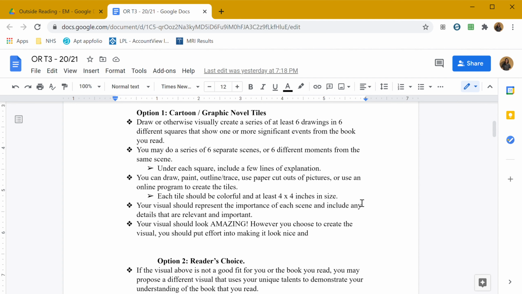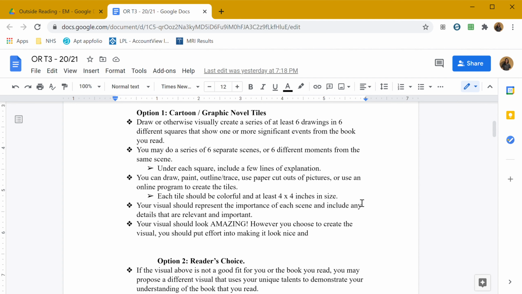You don't necessarily have to be someone who likes drawing in order to do really well on this. I've had really, really good ones come out from this in the past, even from kids who claim to be unartistic. There's really a lot of options here and ways for you to make this work for yourself.